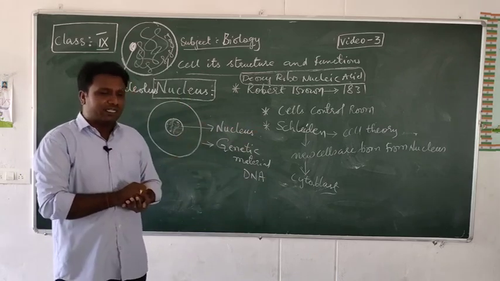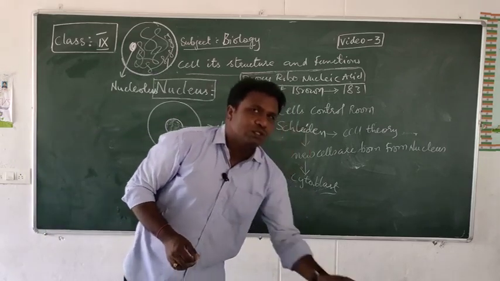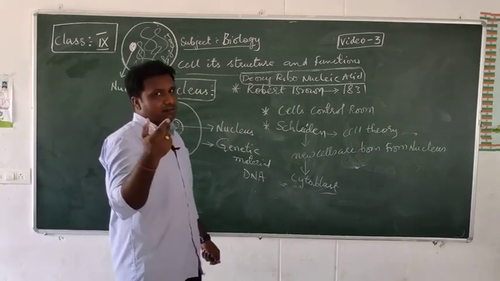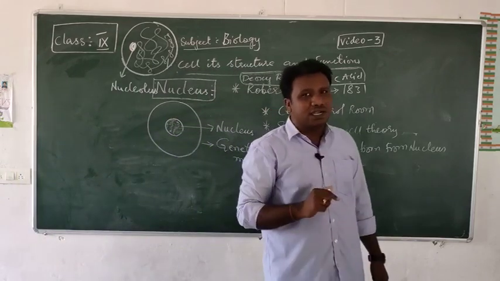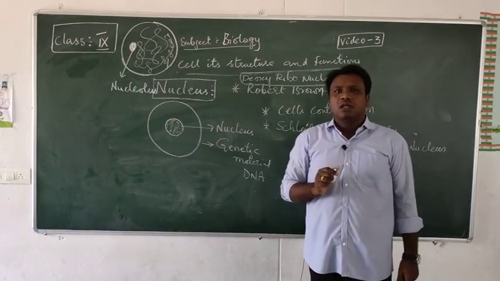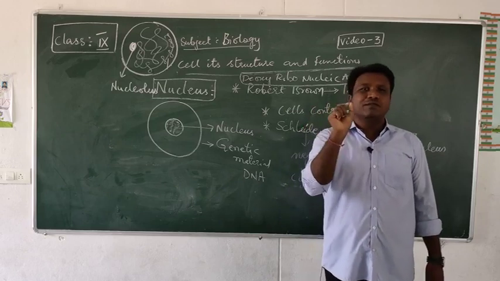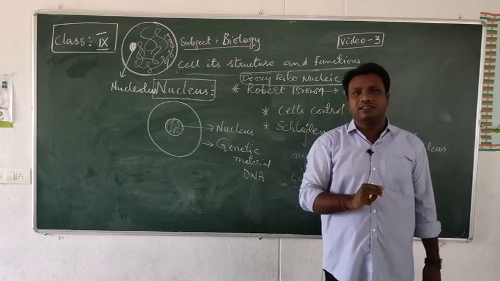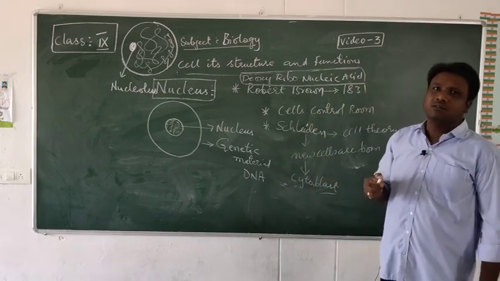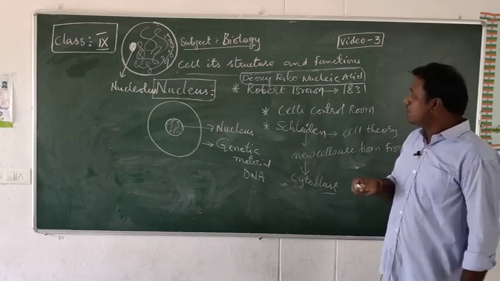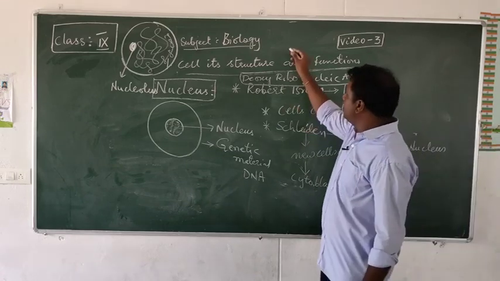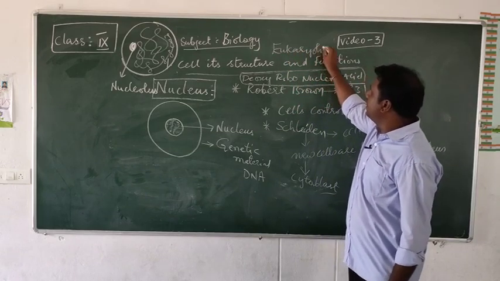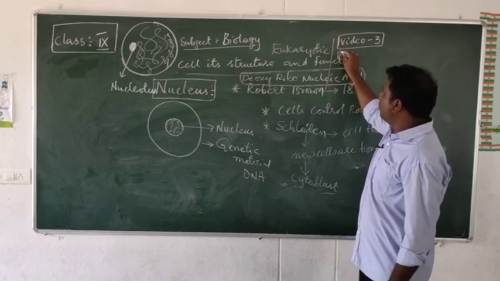And another important thing is that, in the beginning I told you, do all the cells have a nucleus? No. So based on the presence of a nucleus, the organisms are divided into two categories, eukaryotic and prokaryotic cells. So how have we divided them? Eukaryotic versus prokaryotic.